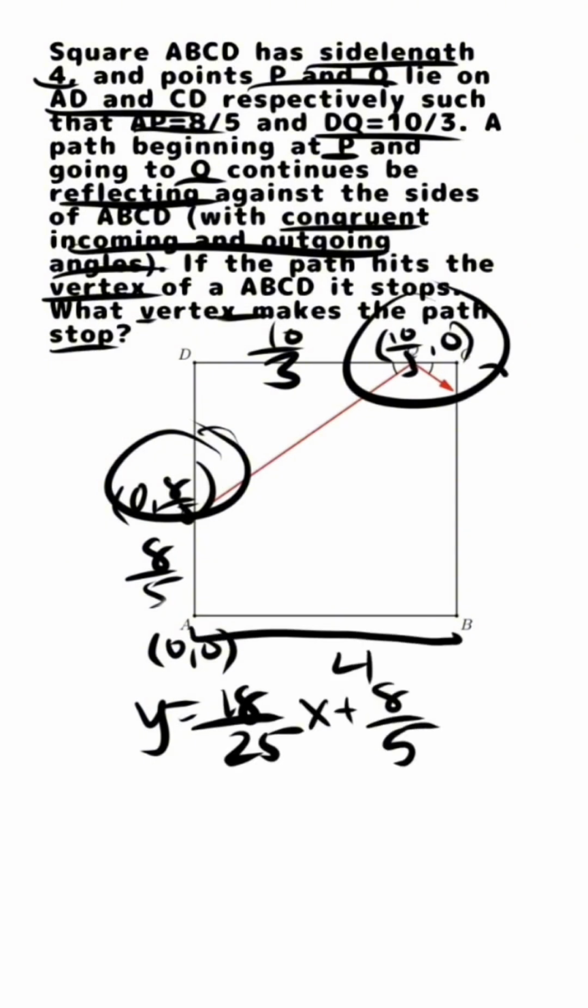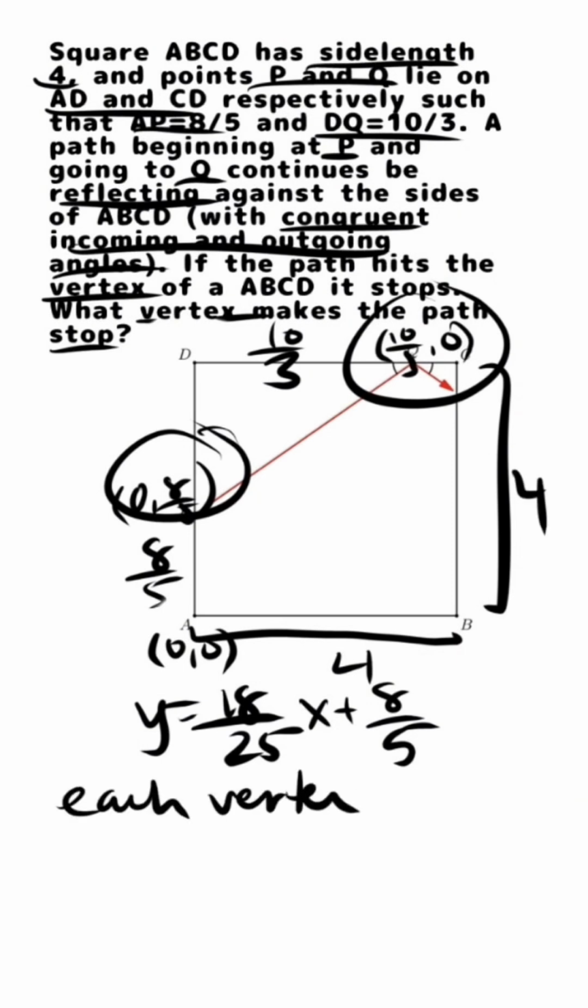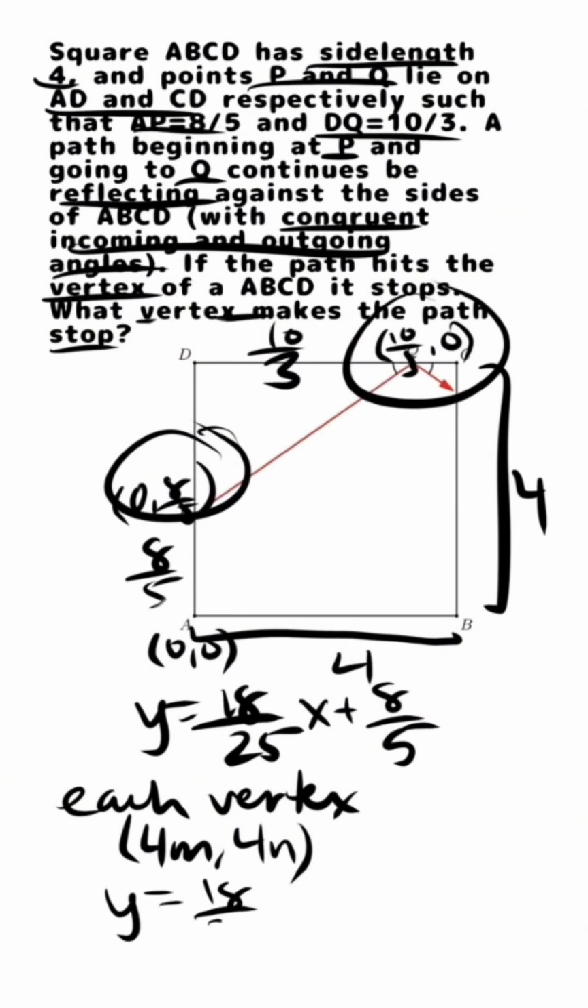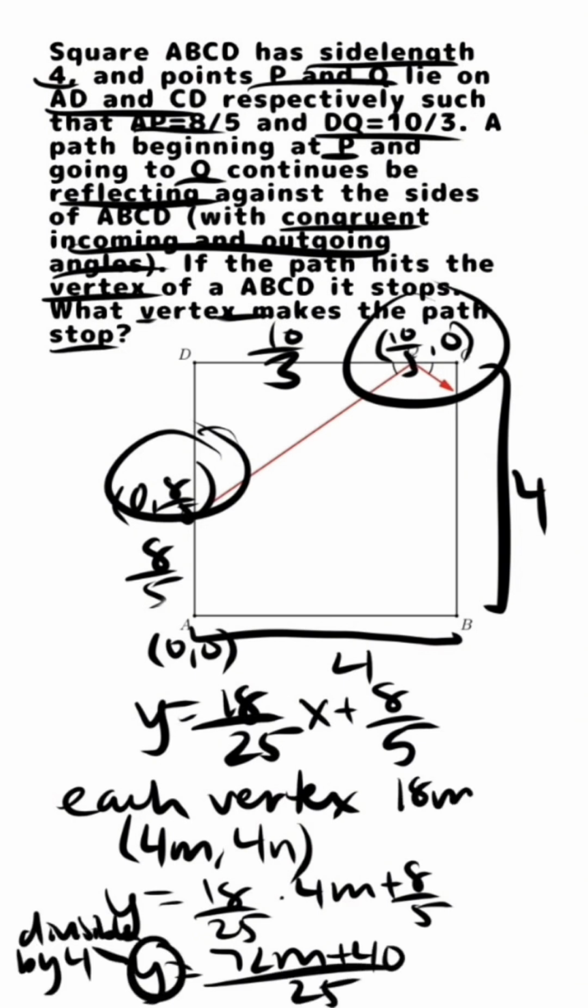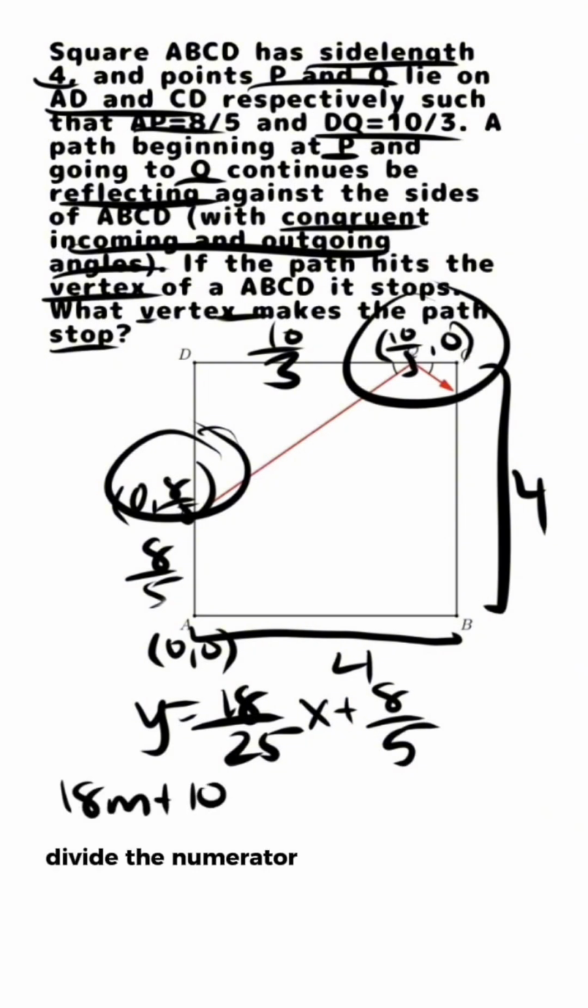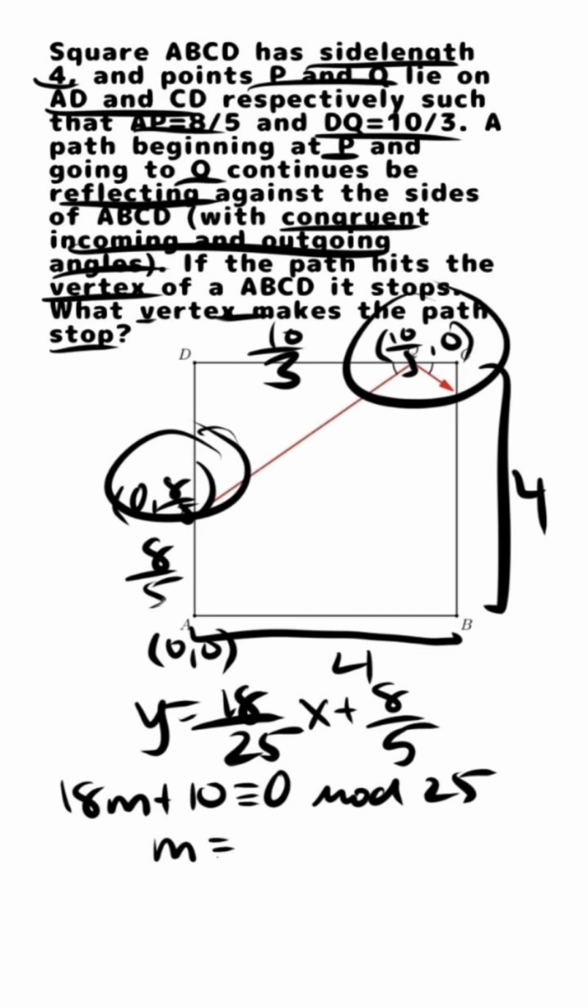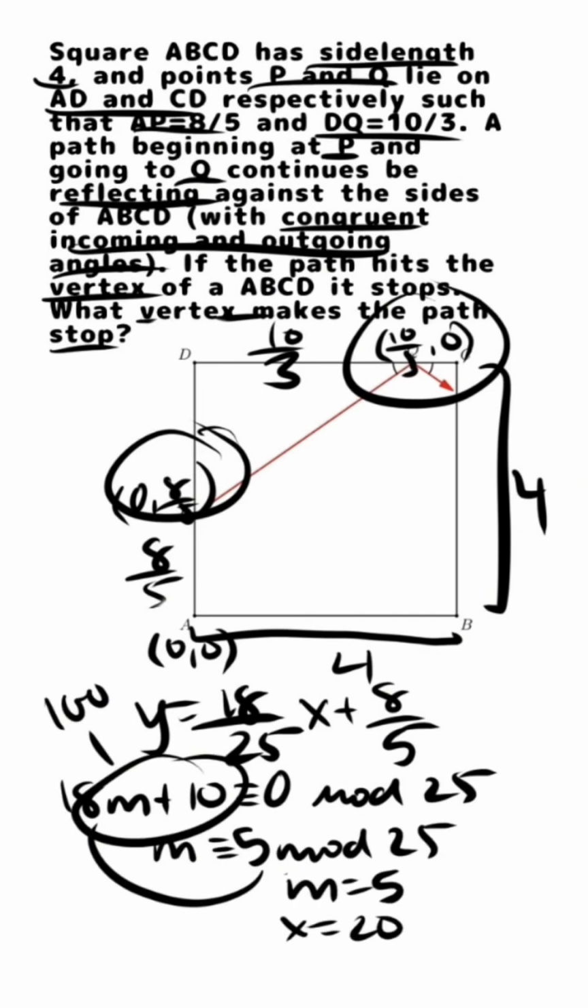Then each vertex of ABCD is in the form 4m, 4n, where m and n are integers since the side length of ABCD is 4. Plugging 4m into the equation, we get y is 72m plus 40 over 25, and the numerator is divisible by 25 since the whole fraction has to be an integer. We can divide the numerator by 4 since 25 isn't divisible by 4, and simplifying we get m is 5 mod 25, meaning the smallest value of m that works is 5, and x is 20 and y is 16.